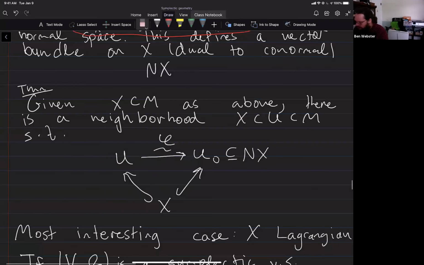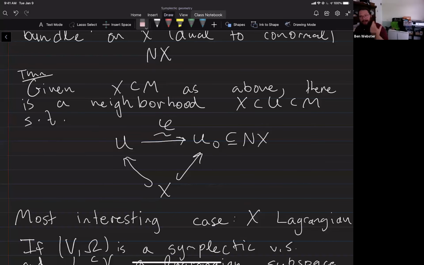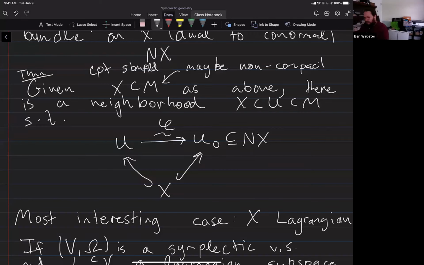So what happens in general for X? When I say X inside M as above, I mean that X is a compact submanifold and M is a manifold, but not necessarily compact. Then X is going to have a neighborhood that's diffeomorphic to a neighborhood of its inclusion into its normal bundle.